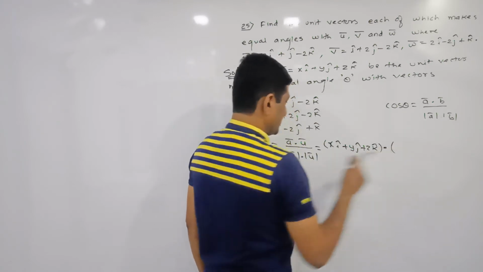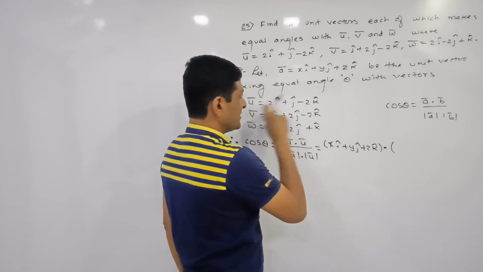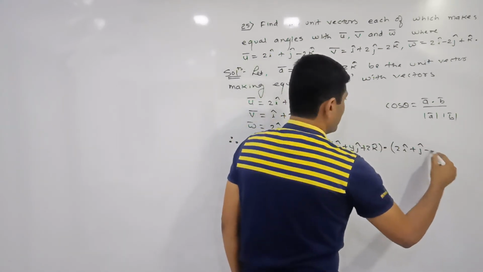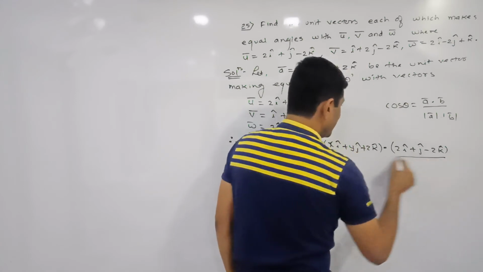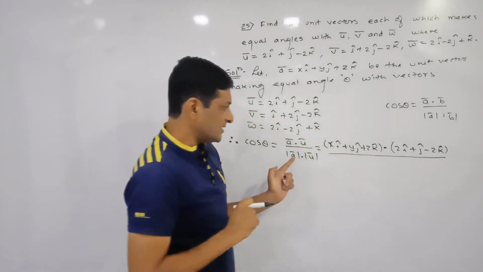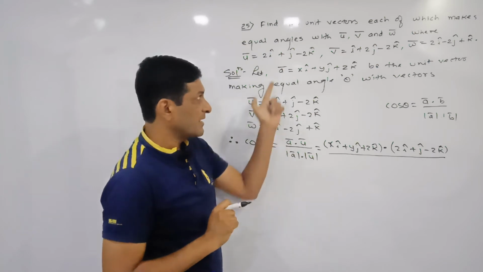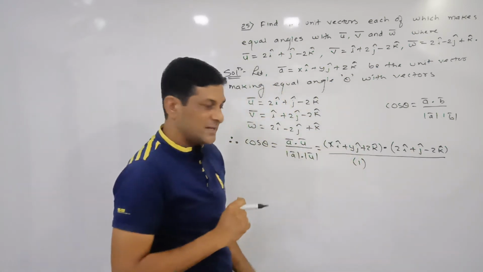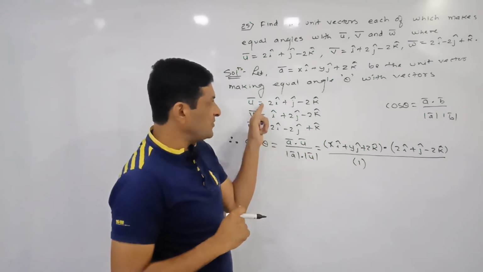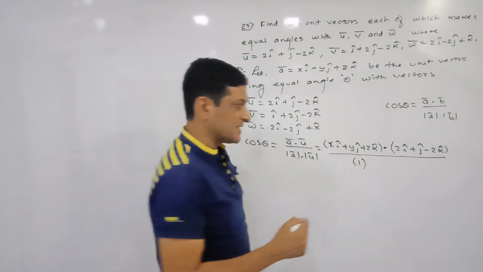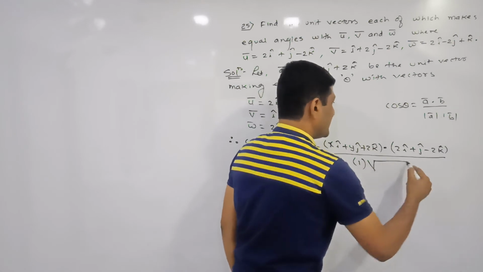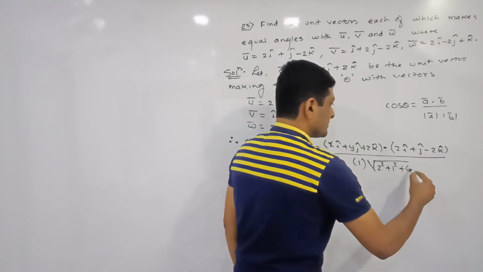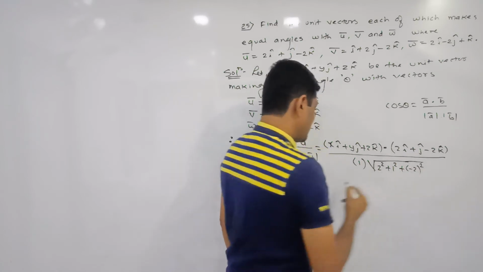Dot, keep it as it is, then substitute the value of U bar, where U bar is equal to 2i cap plus j cap minus 2k cap. In the denominator, we substitute the magnitude of A bar. A bar is a unit vector, that's why its magnitude is equal to 1, and the magnitude of U bar can be found from its Cartesian representation. We'll get under root 2 square plus 1 square plus minus 2 square.